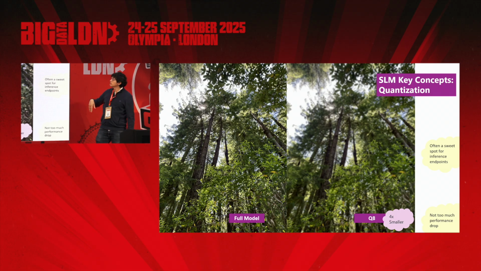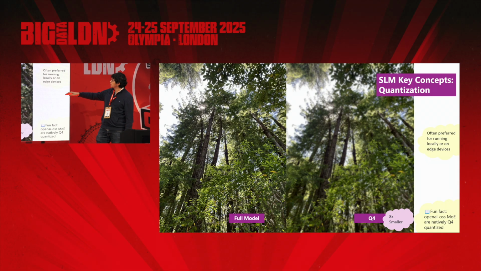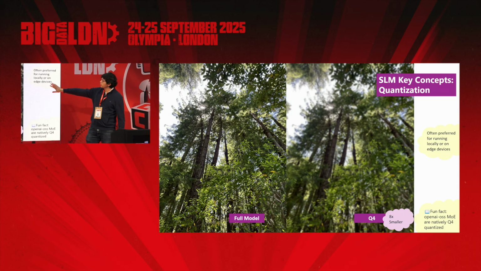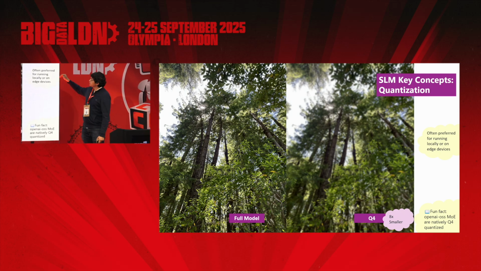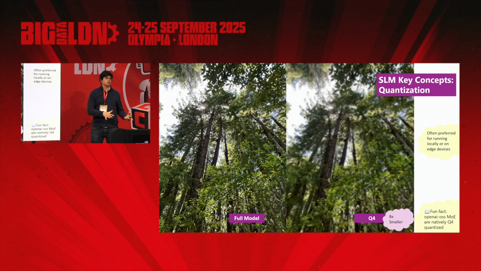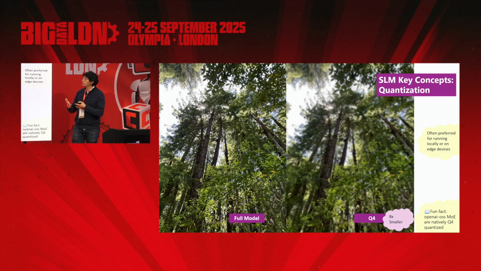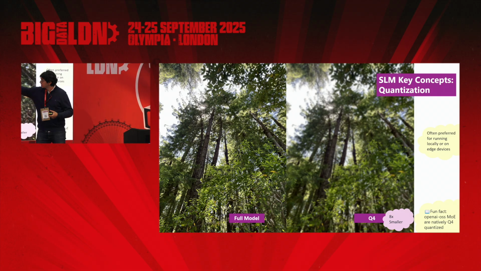You can keep going, and that's going to get a bit more blurry, but still workable. And you reach Q4, which is 8 times smaller than the original model. This is often used for running on edge devices or locally. So it will do the job, but of course it won't be as good as the original one.